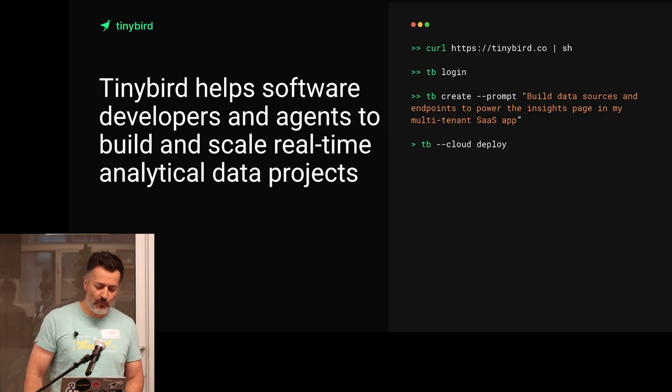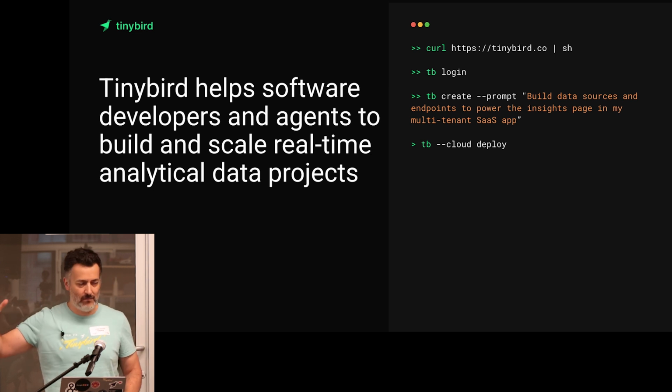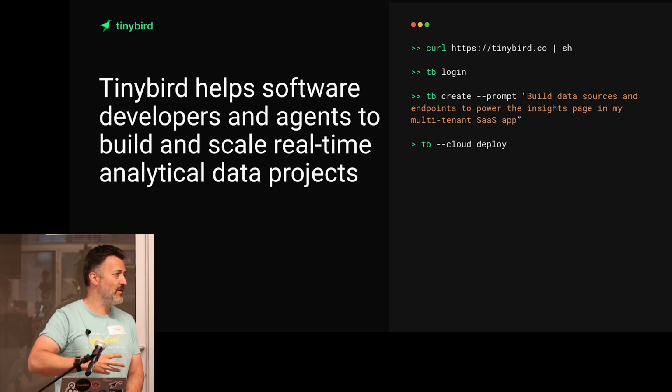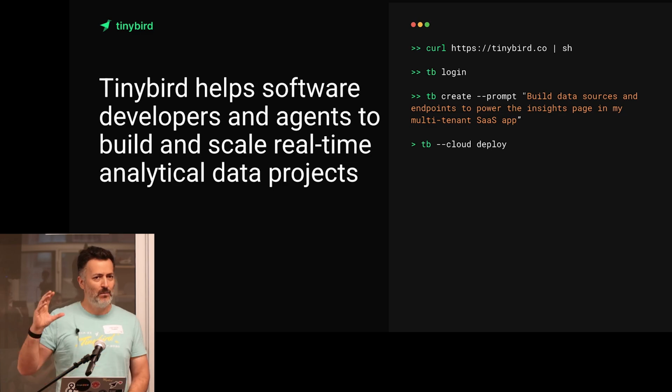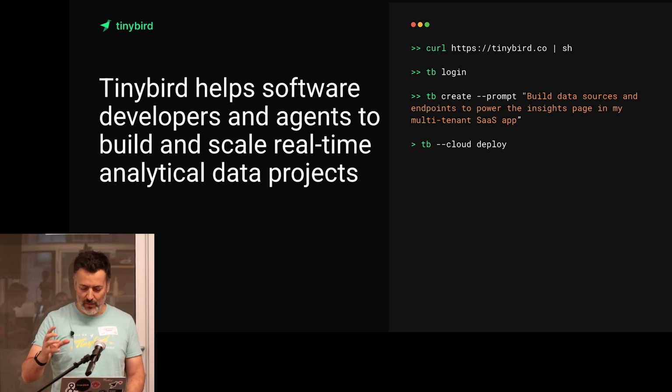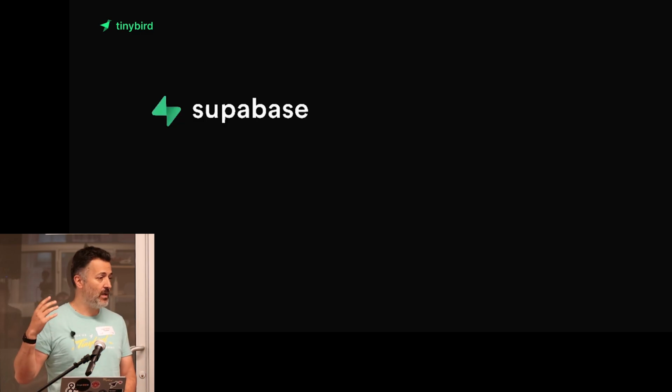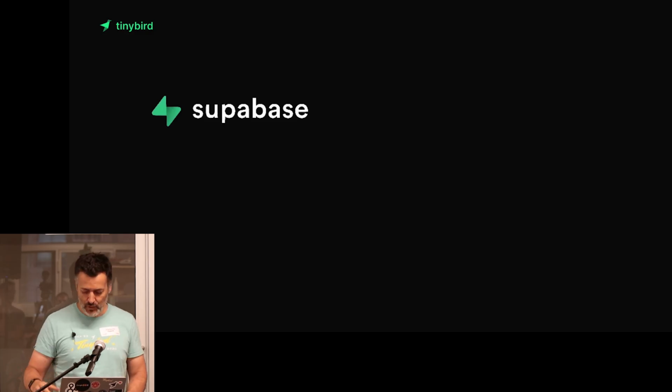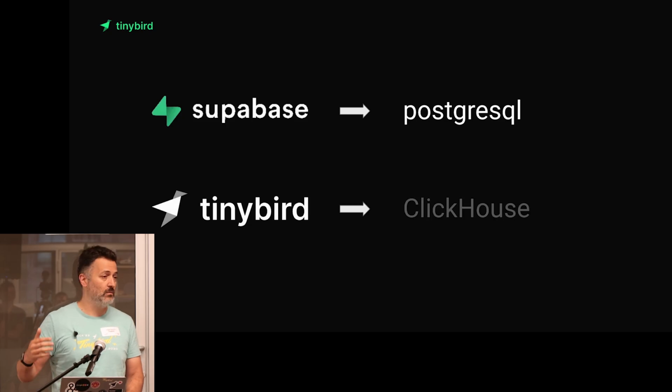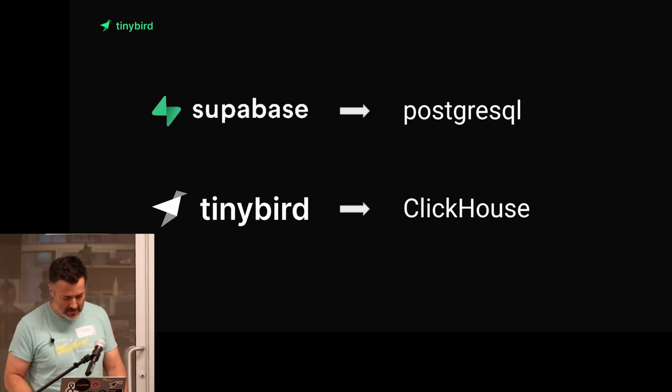Essentially, we help software developers build and scale real-time analytical data projects. I would normally explain exactly that we're a columnar database, that we use ClickHouse under the hood, that we do a bunch of things. But just for those that are familiar with databases, if you're familiar, for instance, with Supabase, Supabase is to Postgres what Tinybird is to ClickHouse. We essentially make it super easy to work over ClickHouse at scale for developers and agents.